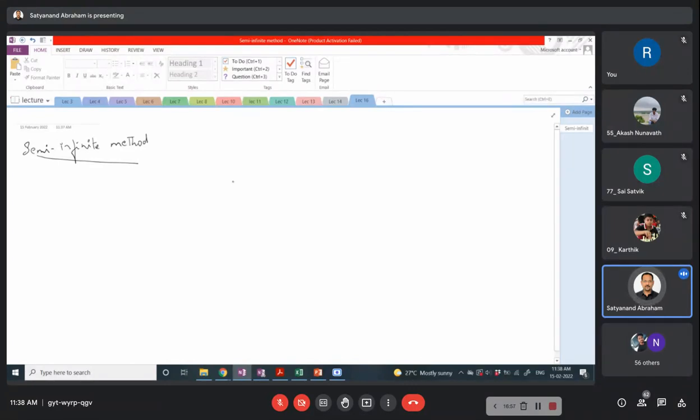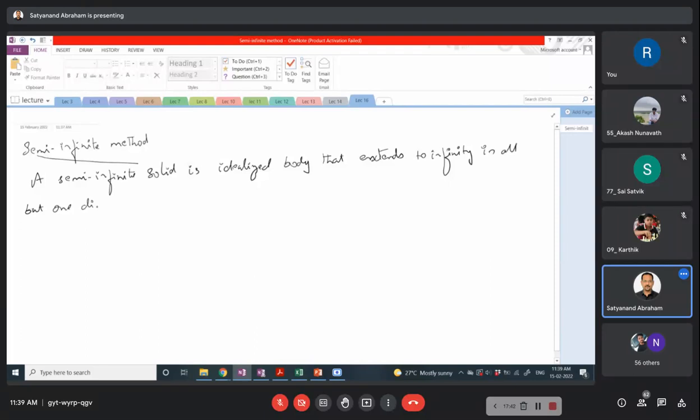First of all, a semi-infinite solid is an idealized body that extends to infinity in all but one direction. Okay. What does that mean?